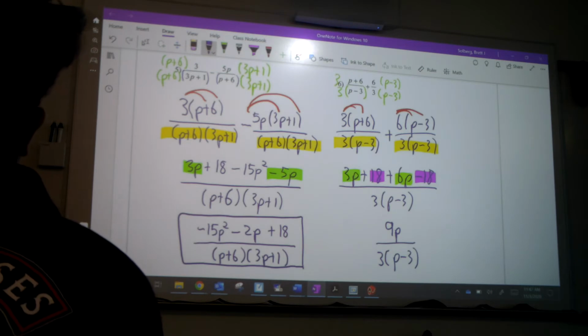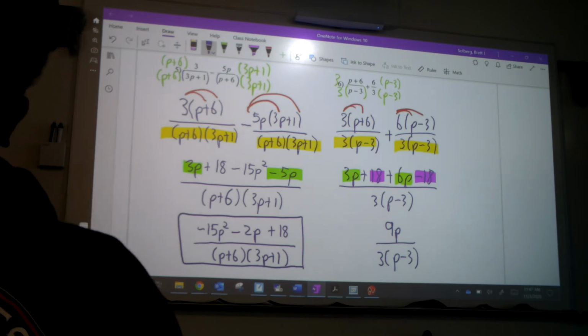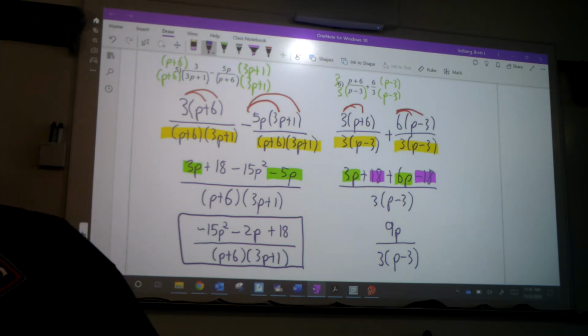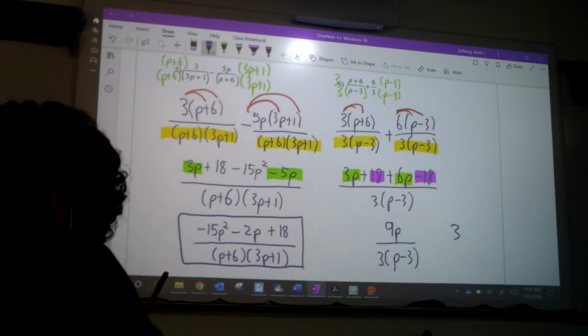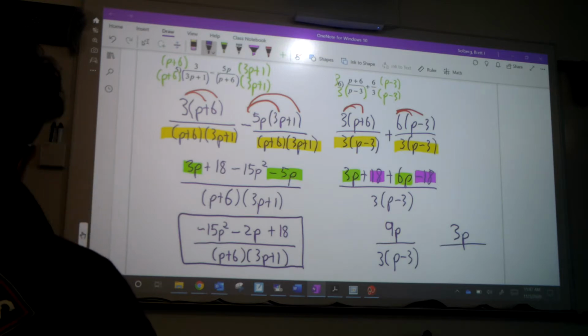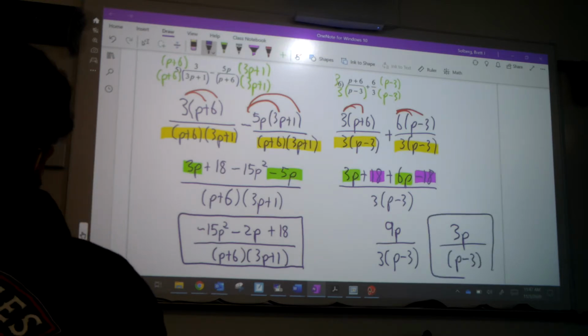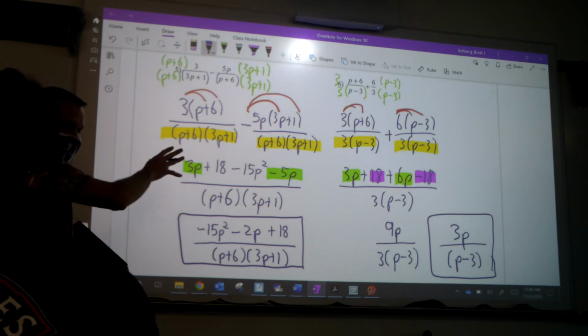How many of you are able to get it to that point? Nice job. If not, I hope you see your mistake. Do you have any questions? Am I done? No. What's 9p? 9 divided by 3. So I can actually reduce this by 3. So this is 3p over p minus 3. That is your simplified answer. So always check if you can keep going. All right, nice job. I hope you feel okay with that.